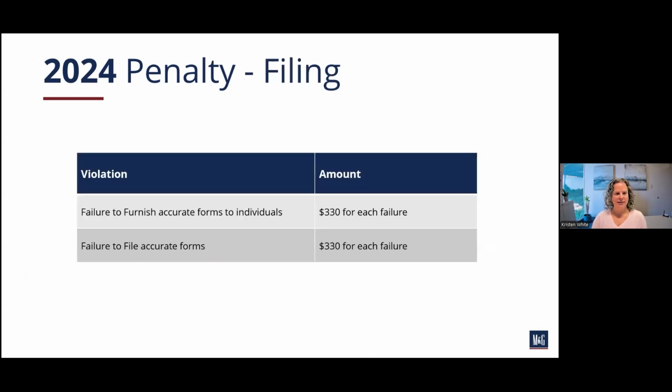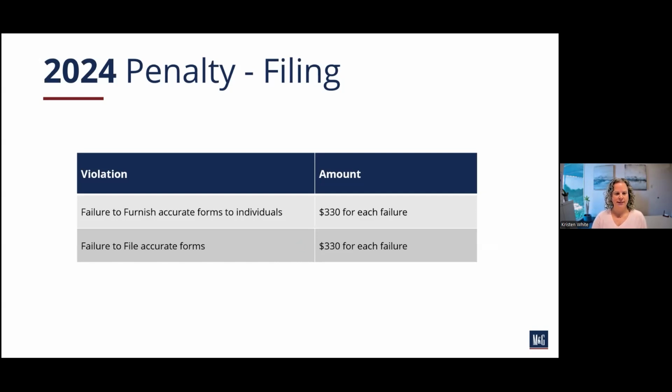The next type of penalty is just for filing. So you failure to file accurate and timely reporting. And this one, they usually do charge you both. So basically getting a double penalty there. And some states like California do have a penalty also.